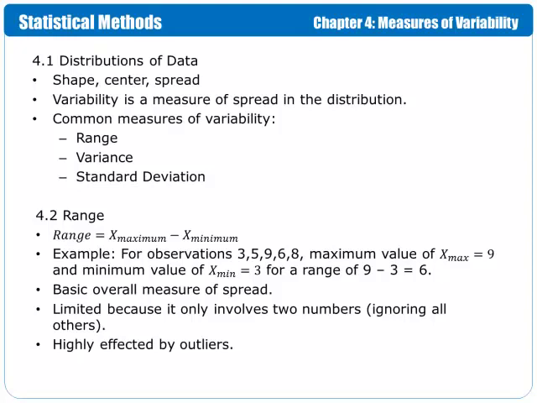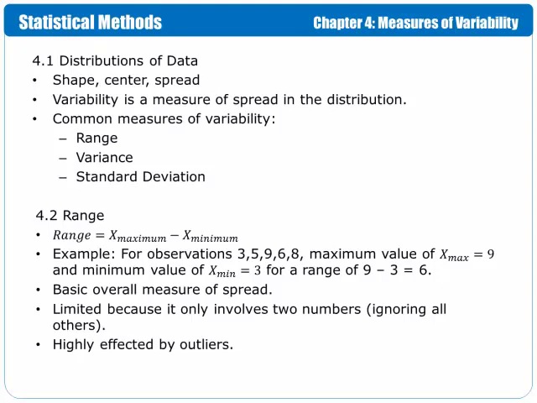Let's take a look at the range. The range is the difference between the maximum of our data and the minimum of our data. For example, with the observations 3, 5, 9, 6, and 8, the maximum value is 9 and the minimum value is 3. That gives us a range of 9 minus 3, which is equal to 6. The range gives us a basic overall measure of spread.